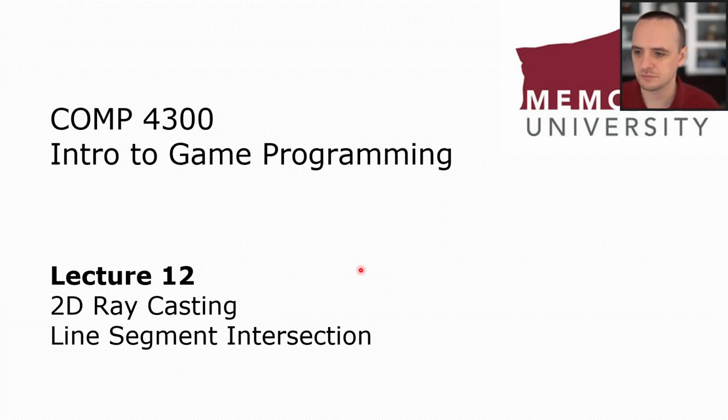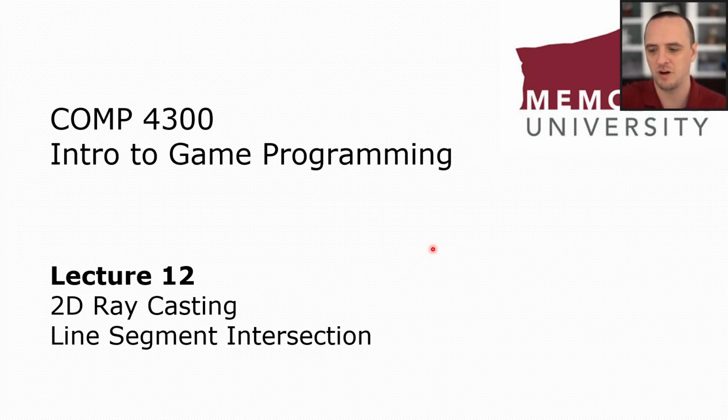So, lecture number 12, 2D raycasting and line segment intersection. This is not necessarily a game programming topic, but it is a mathematics topic that is going to be very, very useful when we try and program many different features in our games, especially 2D games. And just keep in mind that we are making a 2D game engine for this course.